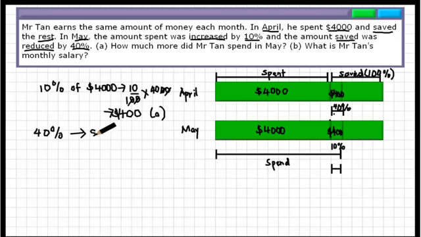equals $400. Sorry, $400. This means 1% is actually 400 divided by 40, and you get $10.